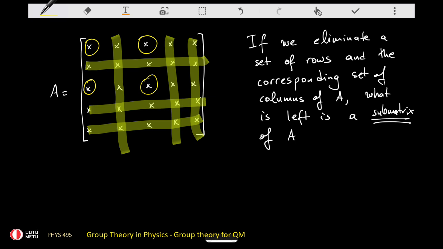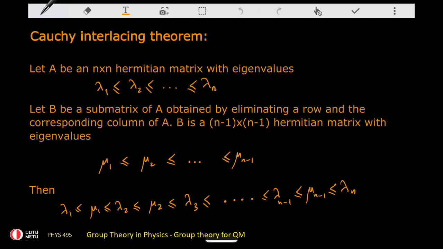So this is actually a general submatrix. The theorem is general for a general submatrix, but I'm just going to look at the case where only one row and column are eliminated. So that's basically the statement of the theorem.